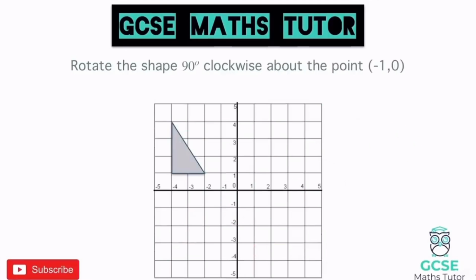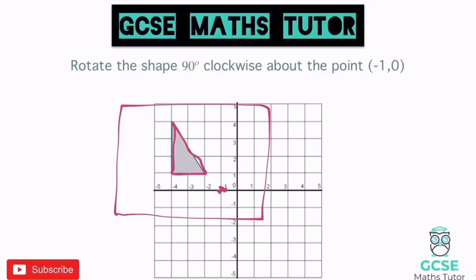Okay, so rotate the shape 90 degrees clockwise about the point -1, 0. So first thing to do is obviously to locate that point, which is -1 across, not up and down, so -1, 0 is just there. The next bit, this is a lot easier if we have some tracing paper. So you stick your tracing paper nice and flat over your shape, trace it in, so trace over your shape, stick your pen on that rotation point and just rotate the tracing paper, not moving it away from the pen.